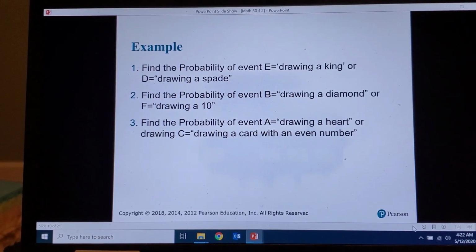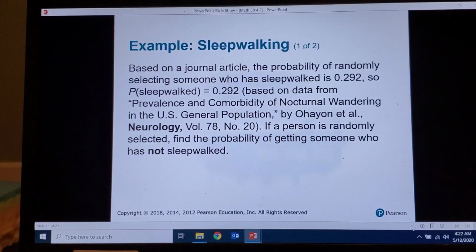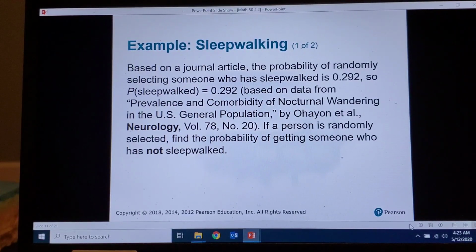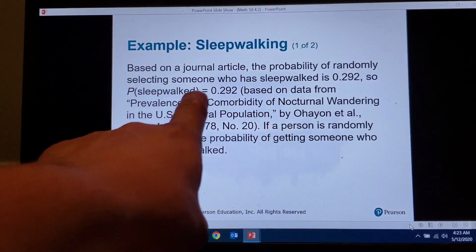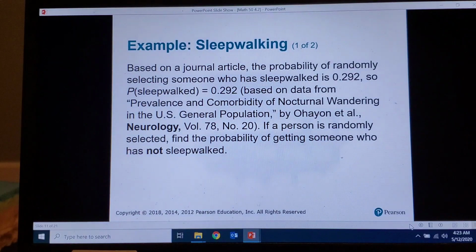All right, let's do one more problem. It says, based on a journal article, the probability of randomly selecting someone who has sleepwalked is 0.292. So there's a 0.292 chance, or 29.2% chance, that you're going to select someone who can sleepwalk. So that's what that's saying. The probability of someone who sleepwalks is about 30% based on the data.